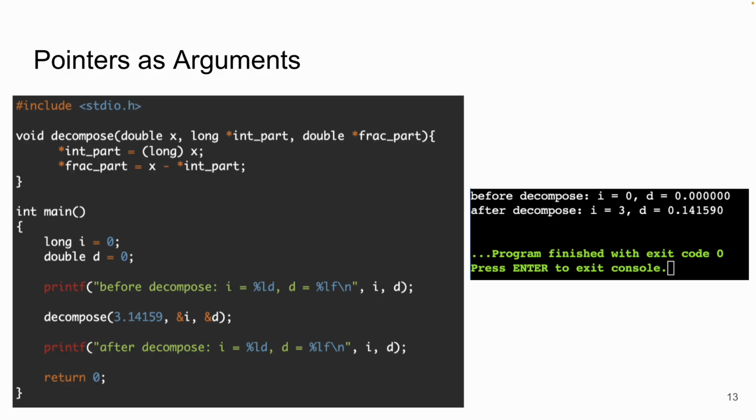You can try to write this code by yourself after the class, and you can try to change the value we pass in here, and you can see that we successfully divide the integer part and the fractional part. In here, we just print out the value of I and D, and we can see that the value of I and D are indeed changed by the decompose function.